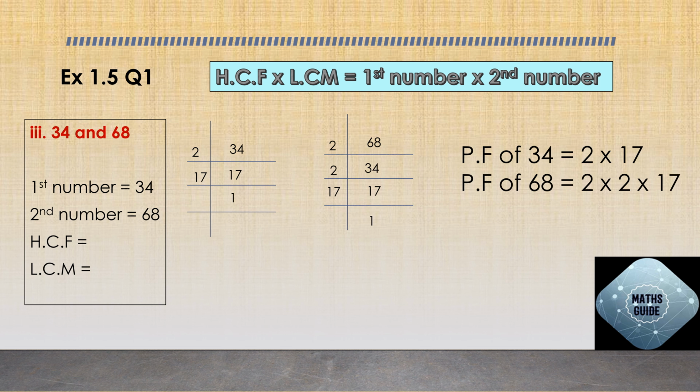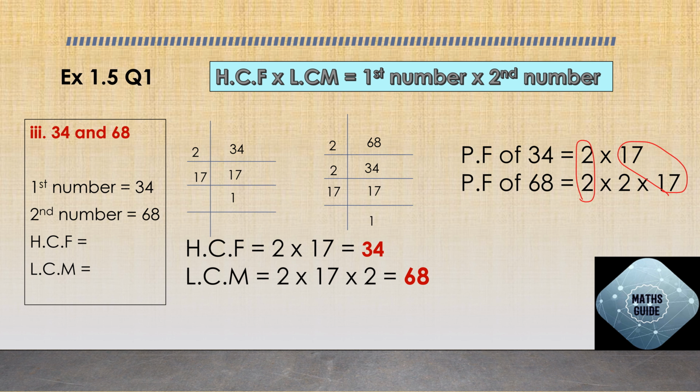The prime factors of 34 are 2 and 17. Prime factors of 68 are 2, 2 and 17. Finding their HCF, we get 34 and the LCM is 68. As you all know, HCF is the product of common prime factors and LCM is the product of common and non-common prime factors.